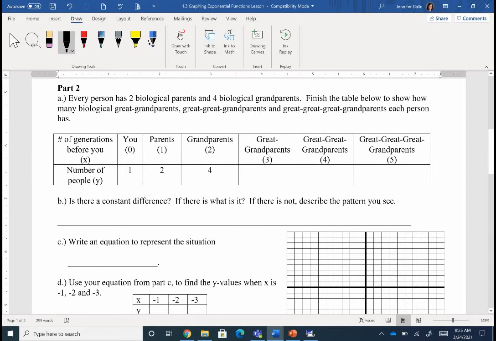So here's something for you to think about. See if you can fill in the table. Every person has two biological parents. Again, I want to stress that we're looking at it from the biological standpoint, not adoptive, step parents, none of that, just biological. Everybody has two biological parents and 4 biological grandparents. Finish the table below to show how many great-grandparents we would have. Great-great and great-great-great. See if you can find that pattern. What do you think? Just fill in the table and let's go from there. See what you think.